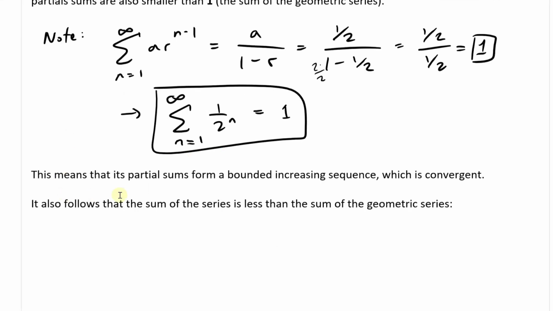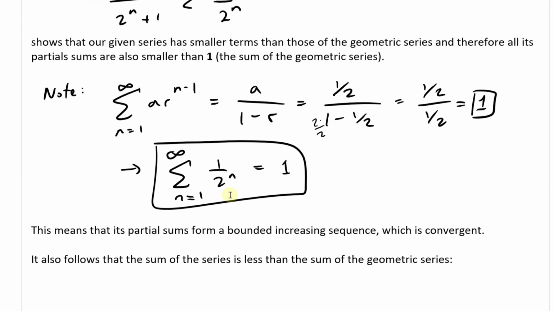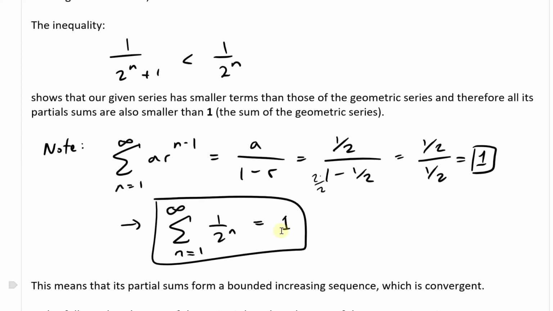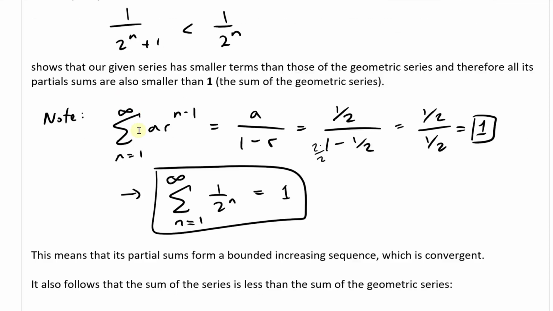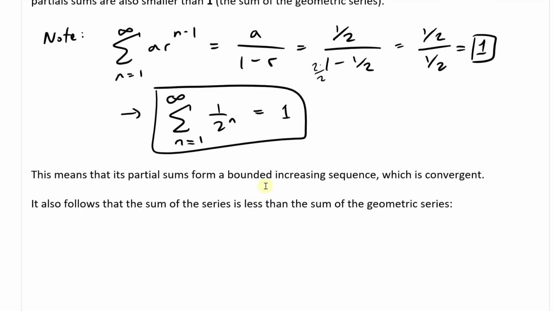So yes, this means that its partial sums form a bounded increasing sequence. And it's an increasing sequence because this term right here is always positive. You're never going to have a negative number right here. There's just 2 to the power of a positive number, because the terms go from 1 to infinity. So you're always going to be adding to it, and it is convergent because it's increasing and bounded, always less than this one there.